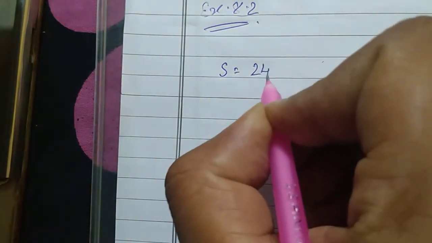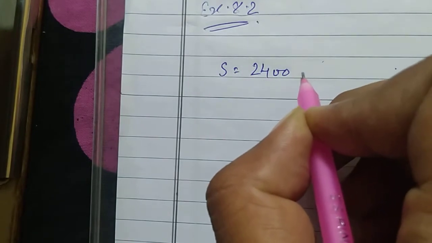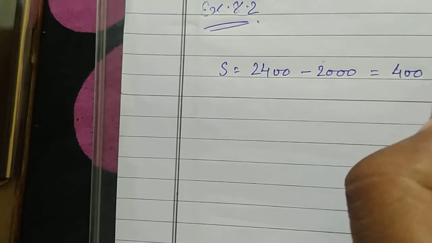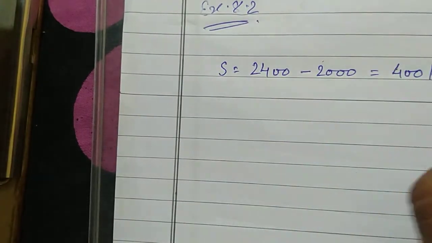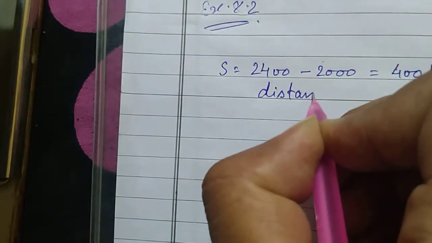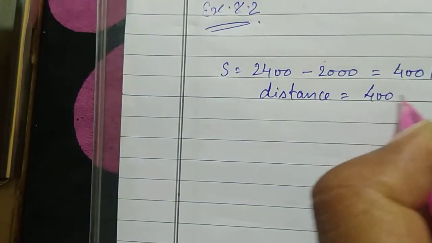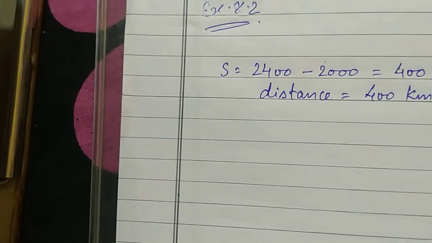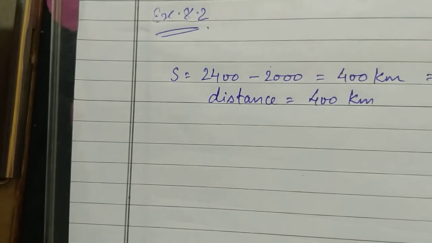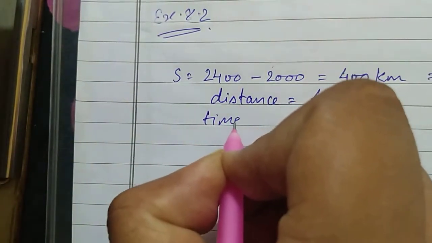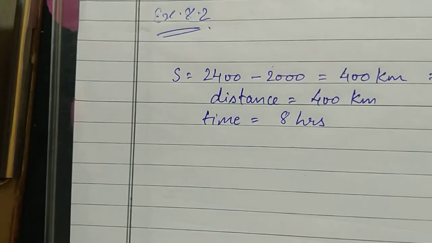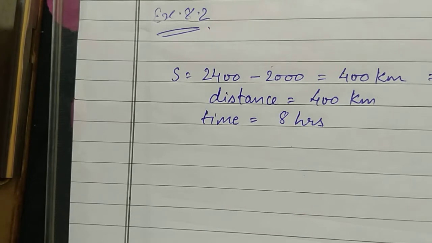So at the end it is 2400 km, and at the start it was 2000 km. So how much did it travel? 400 km. So we have the distance, that is 400 km. Now it is told that the trip took 8 hours, that means time is 8 hours. Correct. Now what will be the average speed?